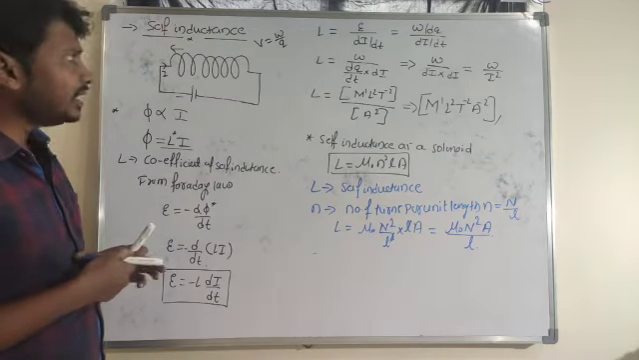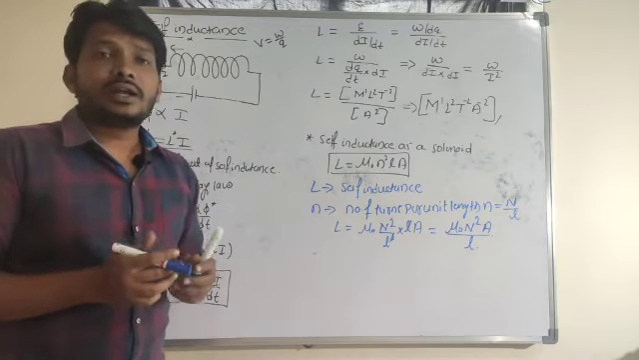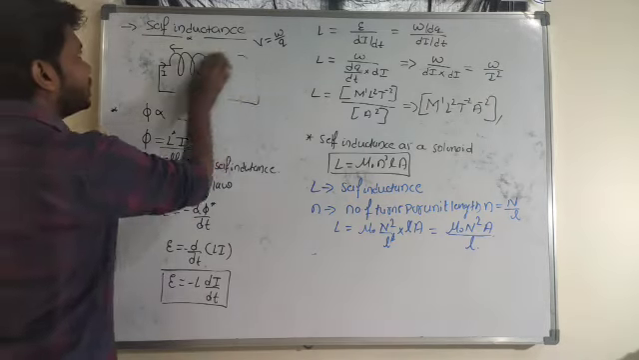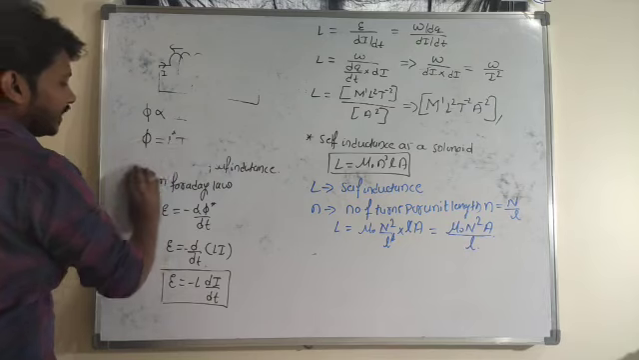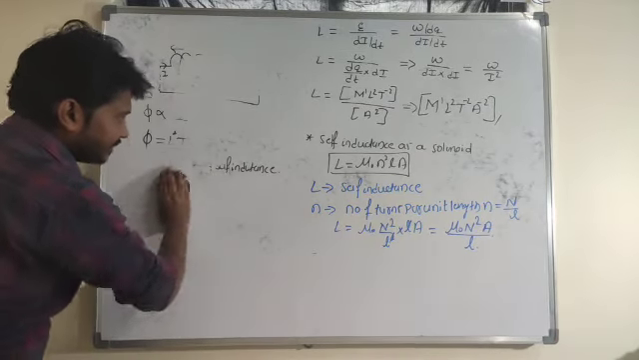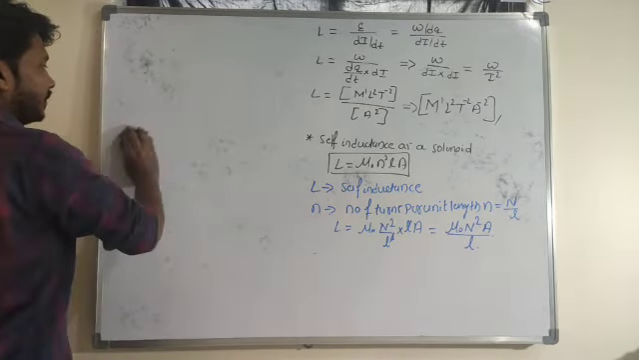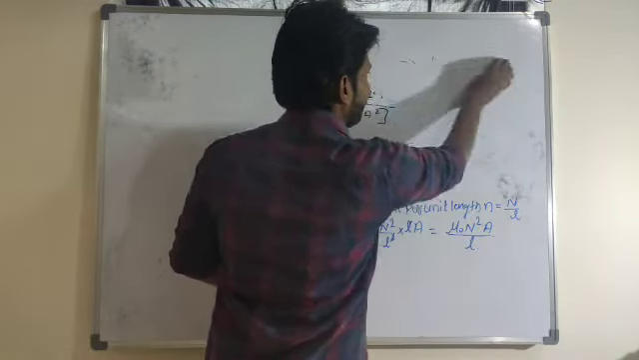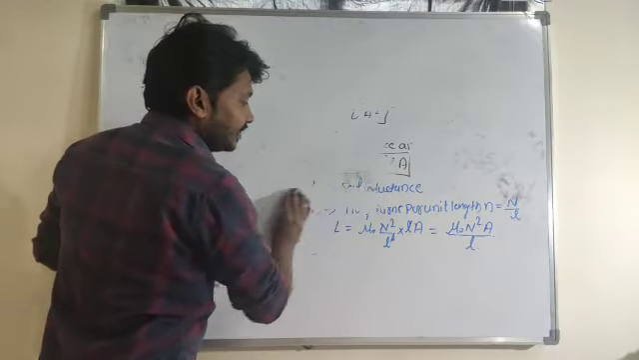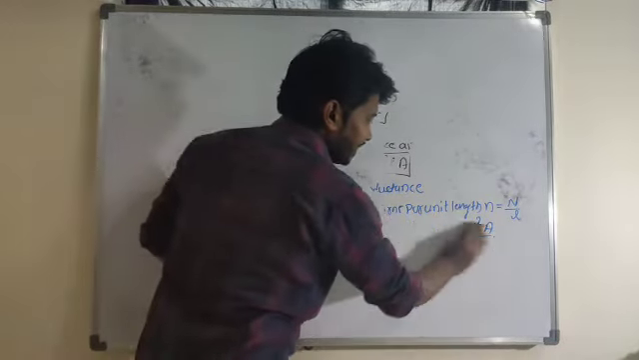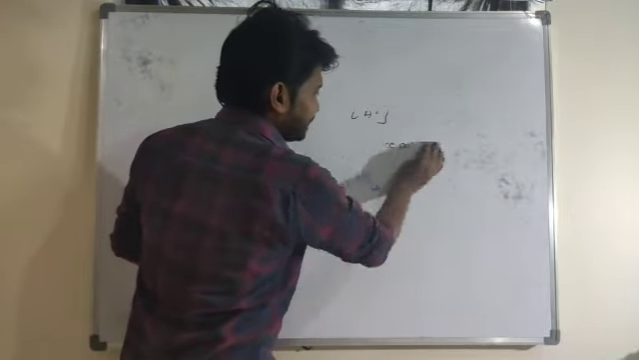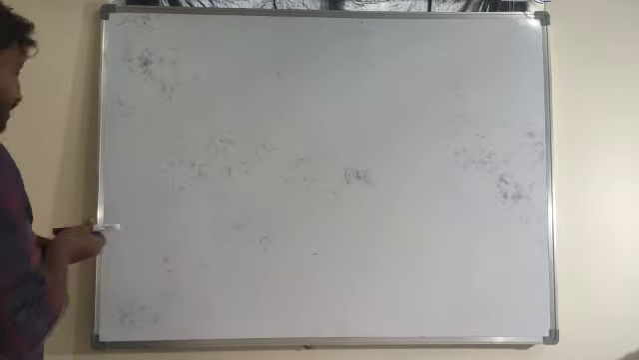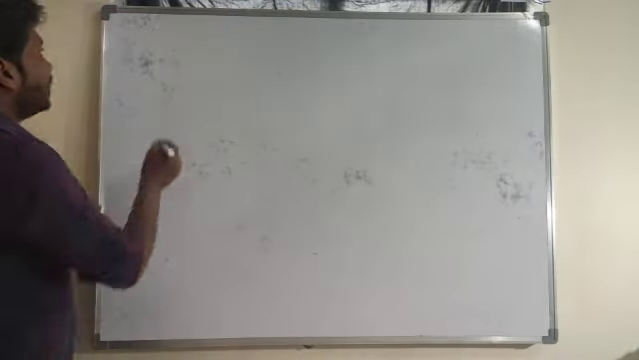Now in case of this self inductance, we already derived the expression for energy stored in an inductor in theory class. What is the formula for energy stored in an inductor? U is equal to half of L into I squared, similar to the energy stored in a capacitor, where we consider half of C V squared. In an inductor, energy stored is half of L into I squared.